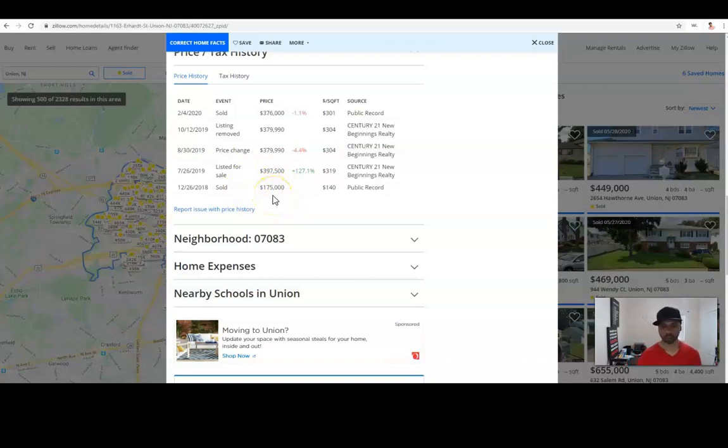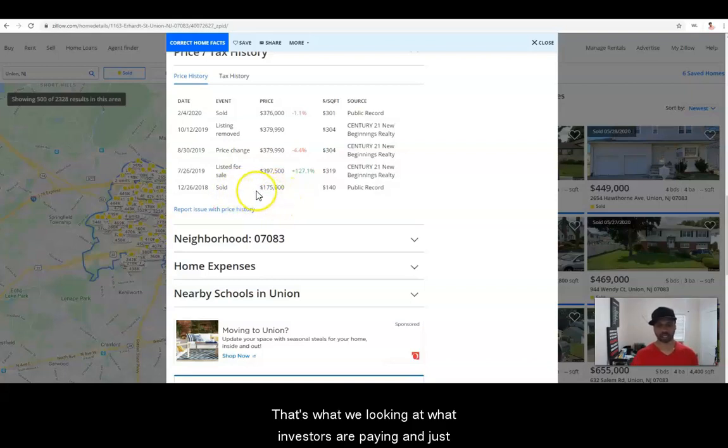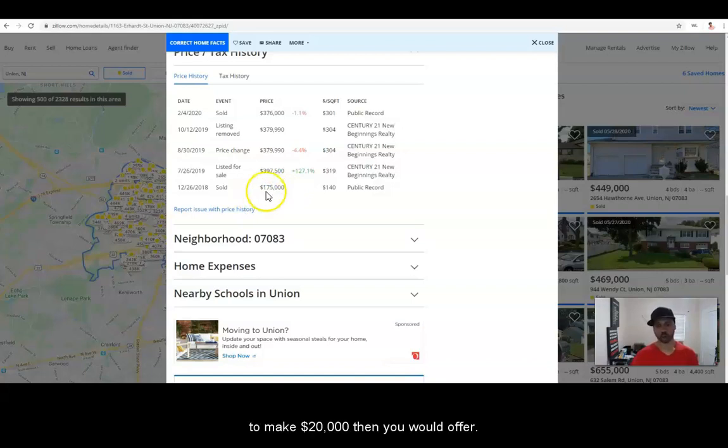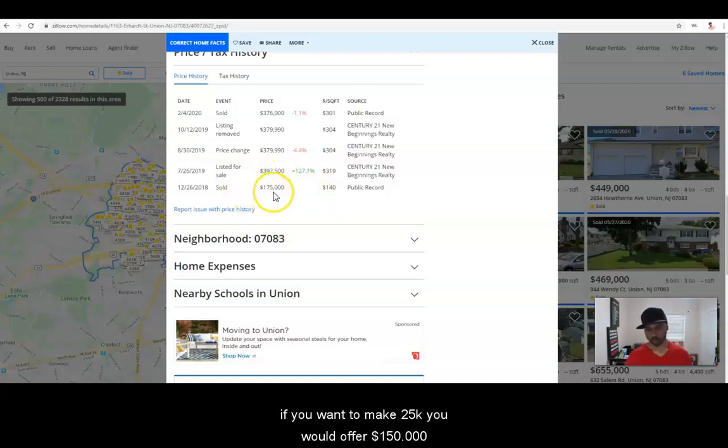So that's what we're looking at, what investors are paying, and just looking at that and saying, if you want to make 20,000, then you would offer 155. And like I said, you would make a lower offer to give room for negotiation. So if you want to make 25, you would offer 150. And that's how you make fast offers to owners.